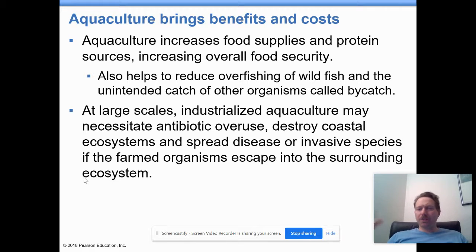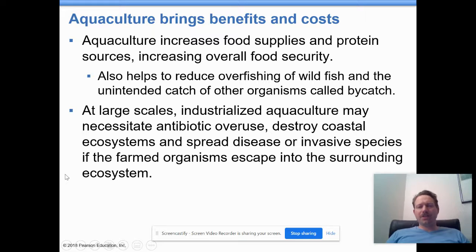Obviously, we're increasing the total food production and protein, particularly for people who have problems with food security. It also helps to reduce overfishing of wild fish, so we don't have to rely on wild fish as much. And it reduces what we call bycatch. If you remember, bycatch is something that we don't want, but we might drag up in the net, like a sea turtle when we're trying to get tuna.